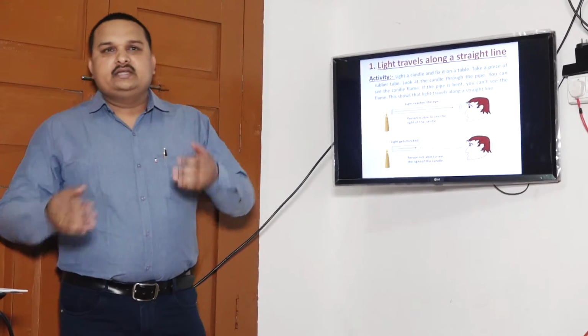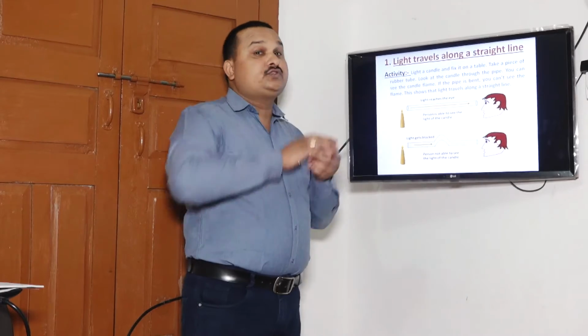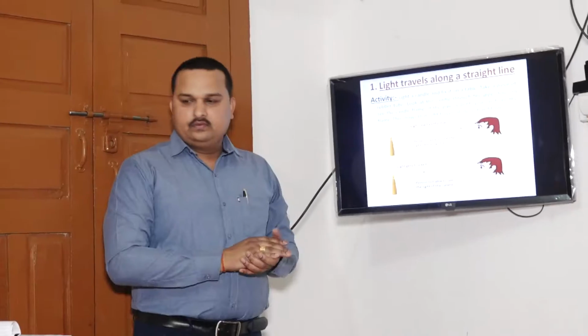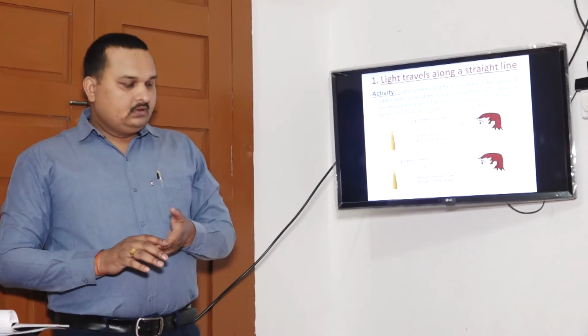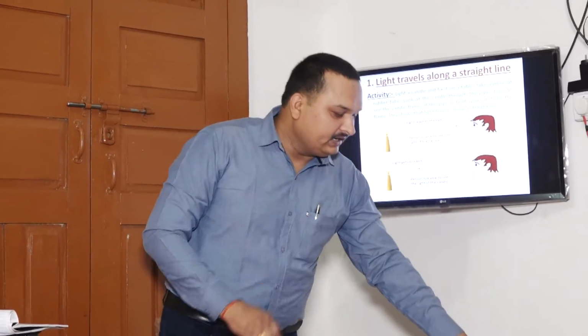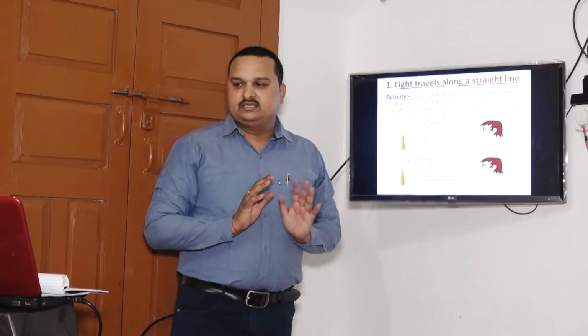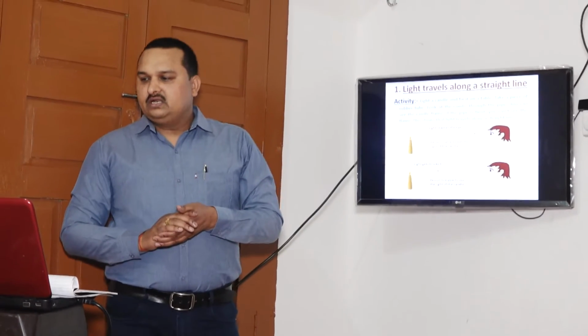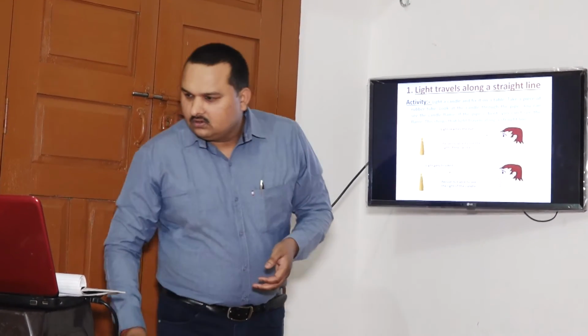We already know that light travels in a straight line, but how will you prove it? We will prove it by doing an activity. We need a lighted candle on a table. Light a candle and fix it on a table. Take a piece of rubber tube.